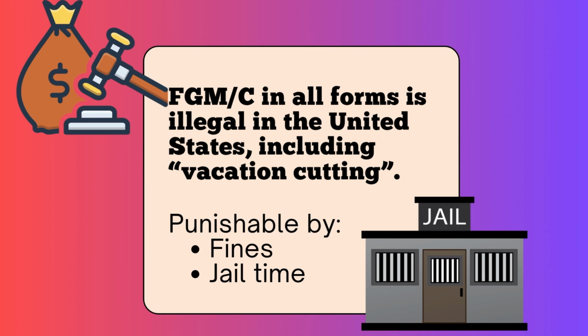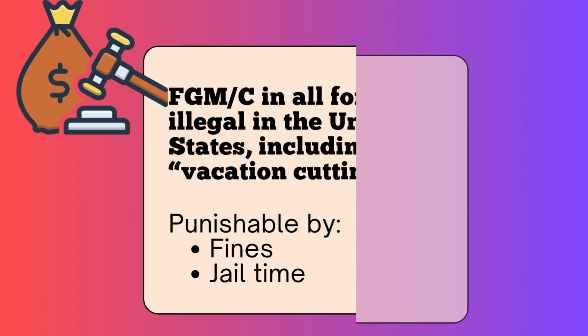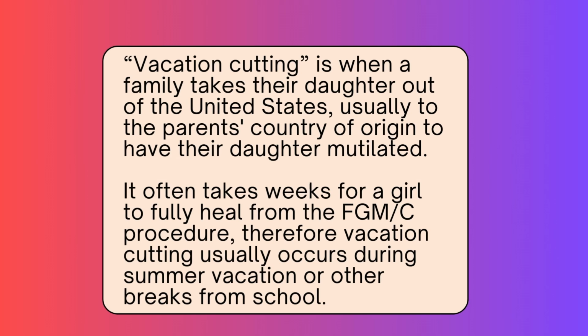FGMC in all forms is illegal in the United States, including vacation cutting. Performing or assisting in the performance of FGMC in any form is punishable by fines and jail time. Vacation cutting is when a family takes their daughter out of the United States, usually to the parent's country of origin, to have their daughter mutilated. It often takes weeks for a girl to fully heal from the FGMC procedure. Therefore, vacation cutting usually occurs during summer vacation or other breaks from school.